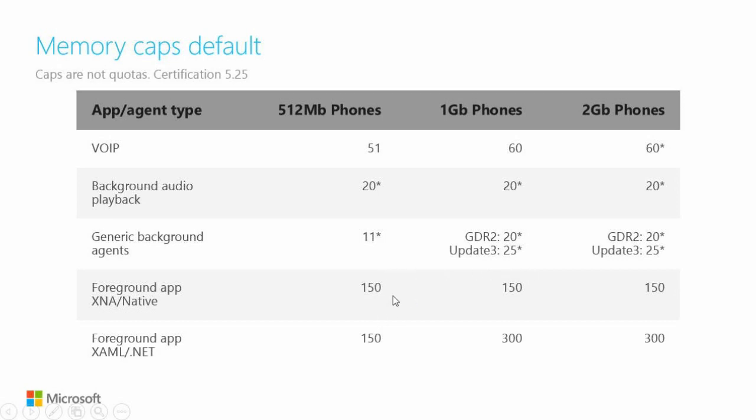So that's really cool. Our foreground app, so this is our app that's running, either through XNA or native, we get access to 150 across the board. And if we're using XAML or .NET for our foreground app, we get 150 for the lower end devices and 300 for the higher end devices.